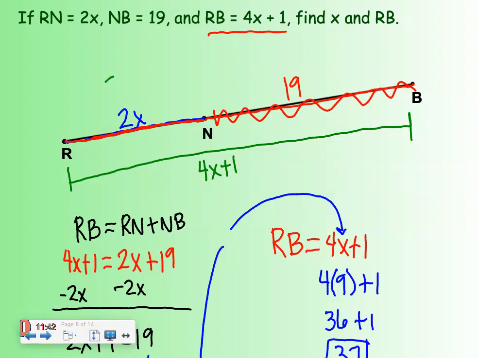If I plug in, what's 2 times 9? Well, we know that's 18. 18 plus our 19 gives me 37, and we just found RB to equal 37, so it checks out okay.